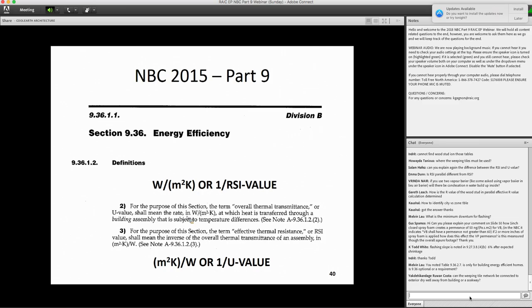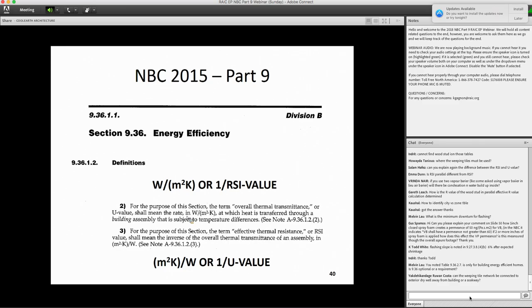Is RSI parallel different from RSI? No. So RSI parallel is the calculation you do. The difference is between nominal and effective. So the RSI parallel is the RSI that you're going to get on the area of the assembly that has parallel heat flow calculation. And then you have an area of the assembly that will have continuous insulation, but they're kind of the same thing. It's just assigned to a different part of the component of the assembly.